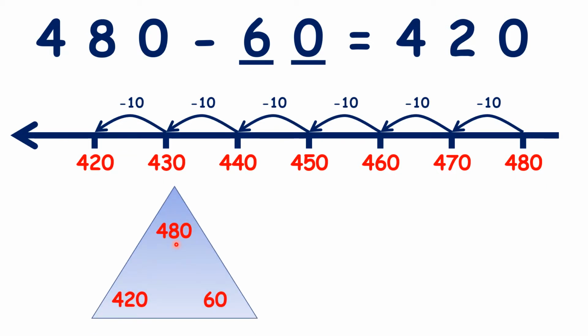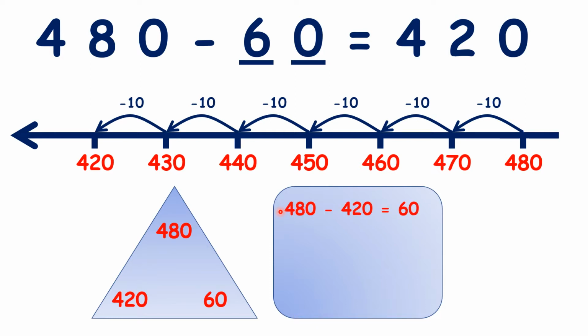We can have 480 at the top and then 420 and 60 at the bottom, because when you subtract one of the bottom numbers from the top number, you get the other bottom number, and that's what we've done here. But if we know this, we also know 3 other facts. We know that 480 minus 420 equals 60, and we also know 2 addition facts.